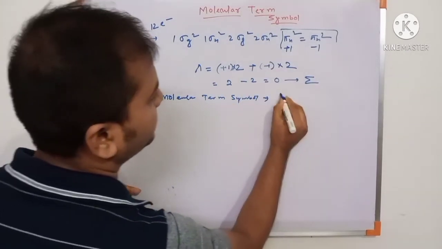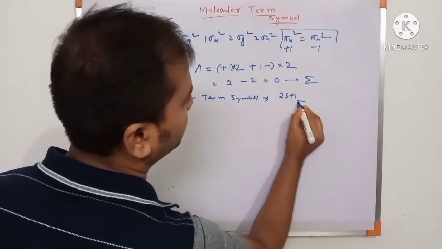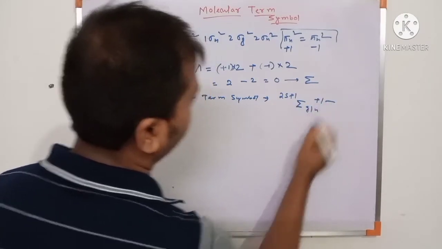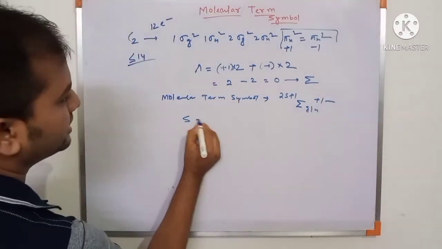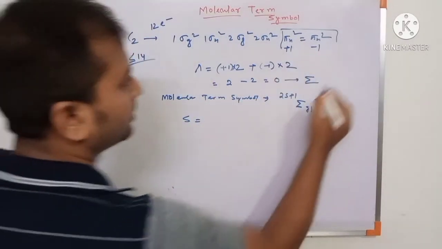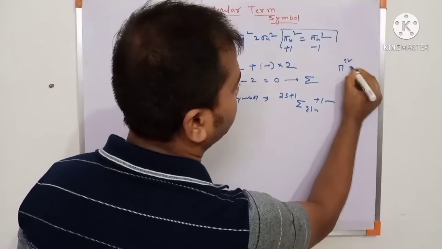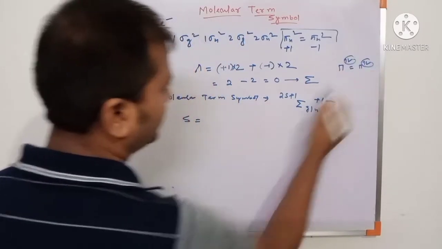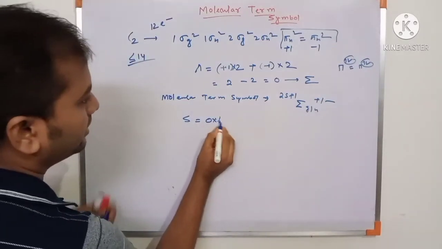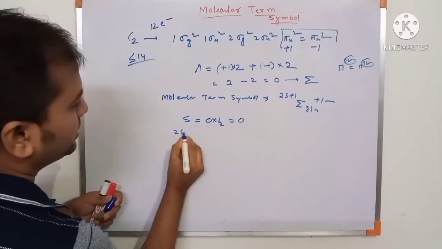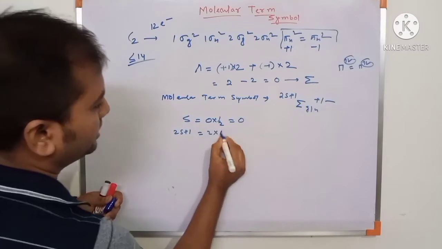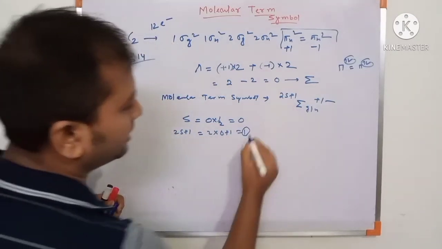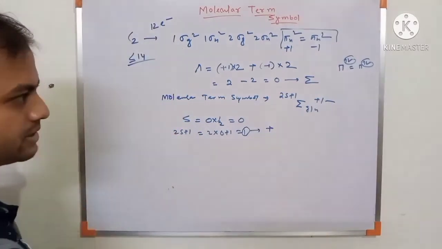Lambda 0 equals sigma. So the molecular term symbol is 2S plus 1 sigma g or u plus or minus, and we calculate the S value. There is no unpaired electron because in pi this and this have 2 electrons each, so all are paired. So 0 into half equals 0. So 2S plus 1 equals 2 into 0 plus 1 equals 1. We know the 2S plus 1 value is 1, so this is plus sign.